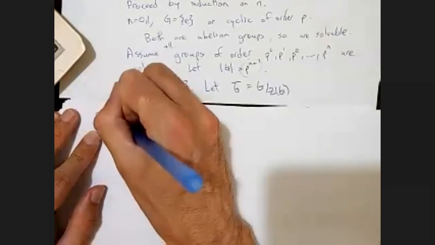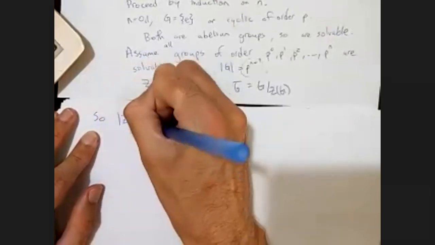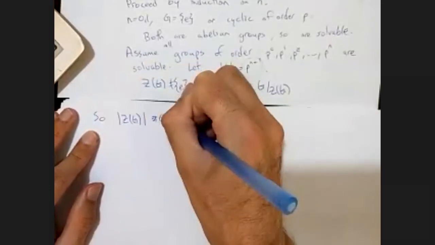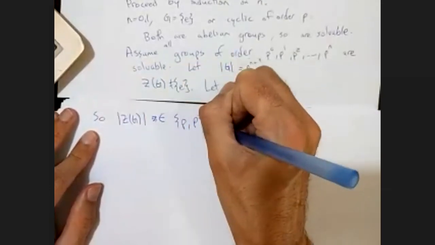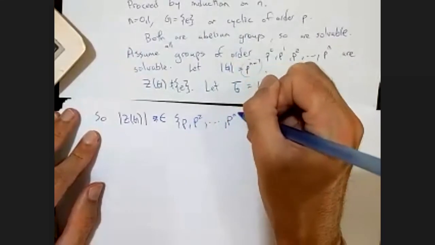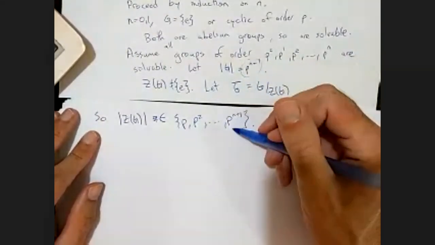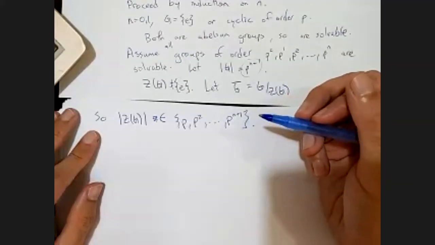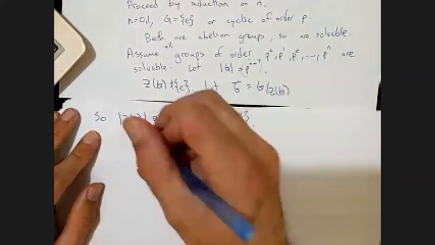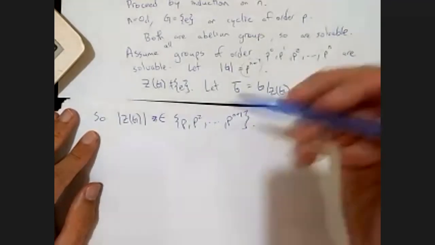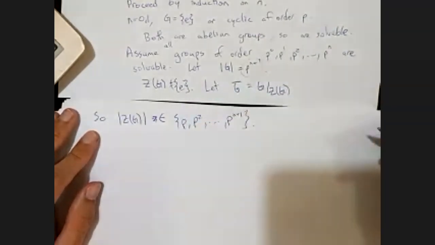So the order of the center of G is either P, or maybe P squared, or maybe it could be P to the n plus 1. If it was P to the n plus 1, that would mean that the center of G was all of G, so G would be abelian, we'd be done. So it's probably not that, it's somewhere in there, right?